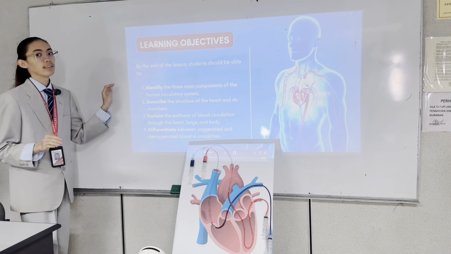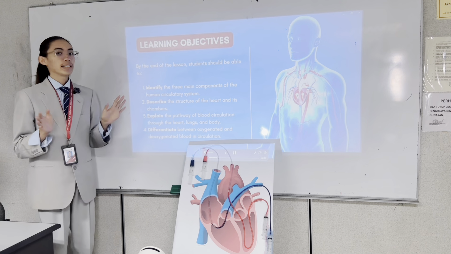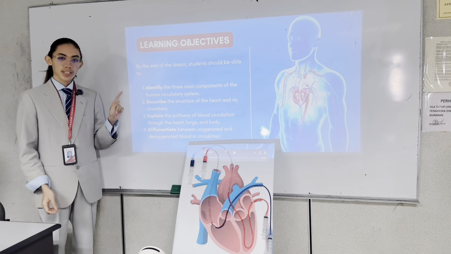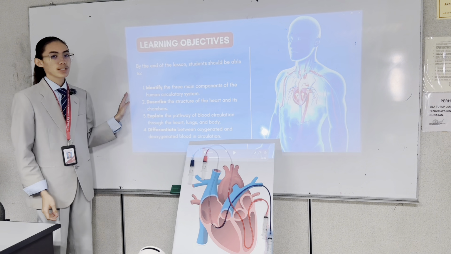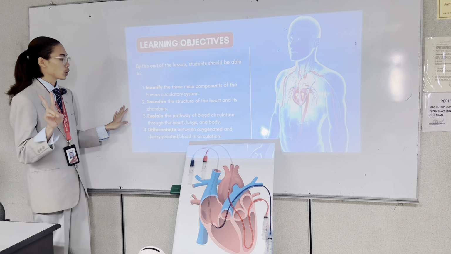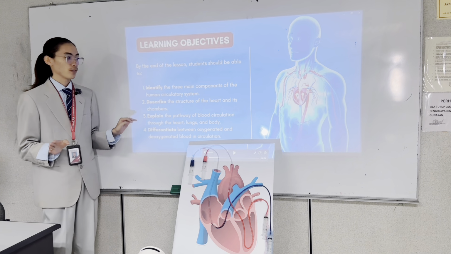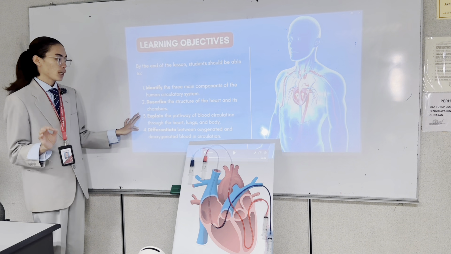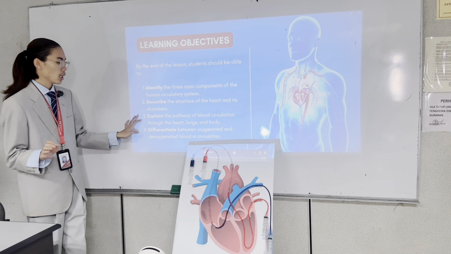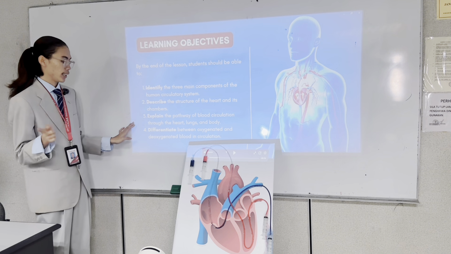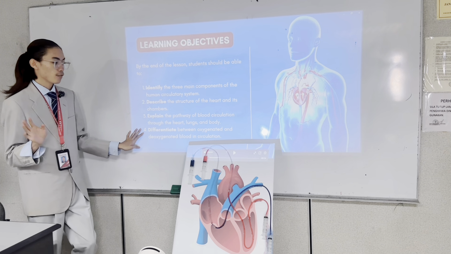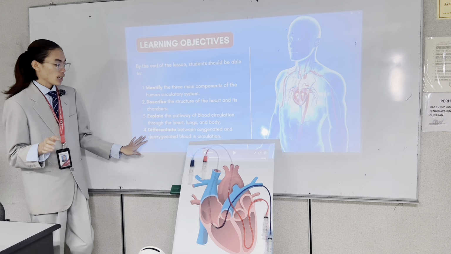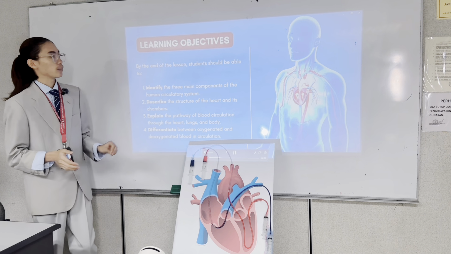So here is the learning objective today. By the end of the lesson, students should be able to, number 1, identify the three main components of the human circulatory system. Number 2, describe the structure of the heart and its chambers. Number 3, explain the pathway of blood circulation through the heart, lungs, and body. And number 4, differentiate between oxygenated and deoxygenated blood in circulation.